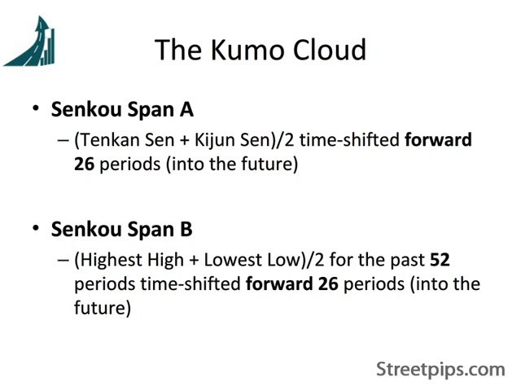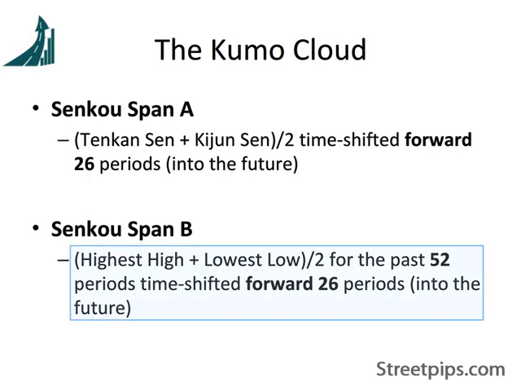This forward-looking feature is very unique because Ichimoku is one of the rare indicators which paints the future using current price action. As for the Senkou Span B, the derivation is similar to the Kijun-sen, except that it uses 52 periods, instead of the Kijun-sen's 26 periods. This will be clearer when we visit the charts next.